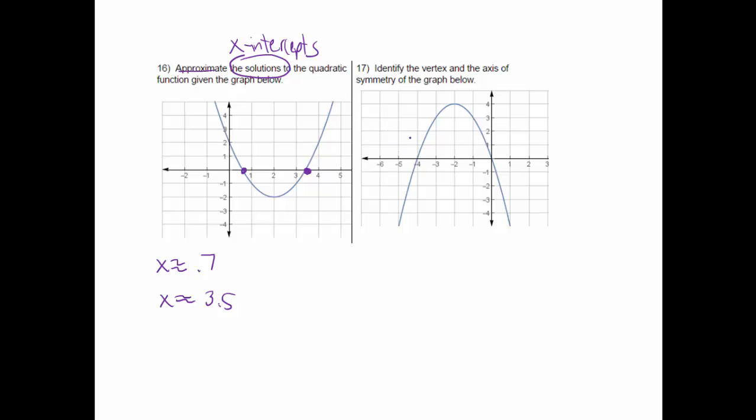Okay, 17, it does say to identify the vertex and the axis of symmetry. So the vertex is the turning point right up here. So that vertex is to the left 2 and up 4. So the vertex is (-2, 4). So that's the vertex. And the axis of symmetry is just the x value of the vertex. And if we were asked, this would actually be a maximum.